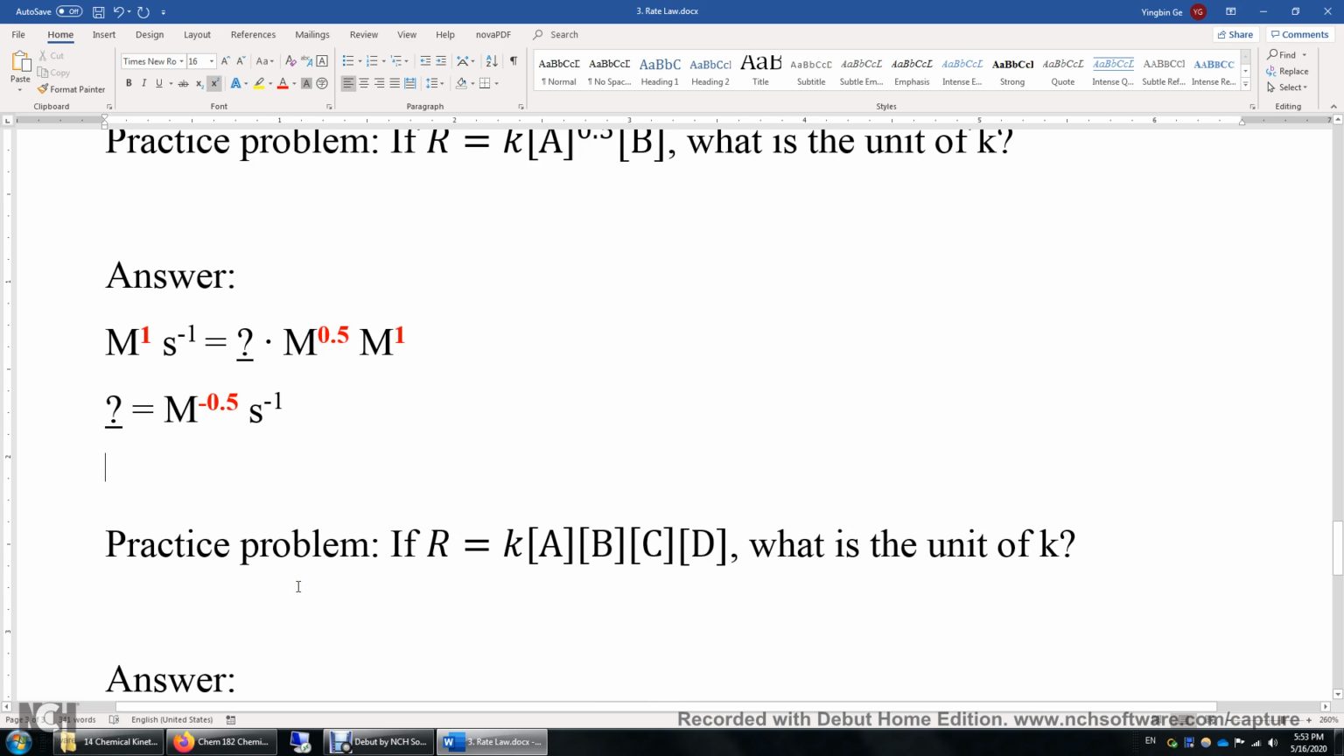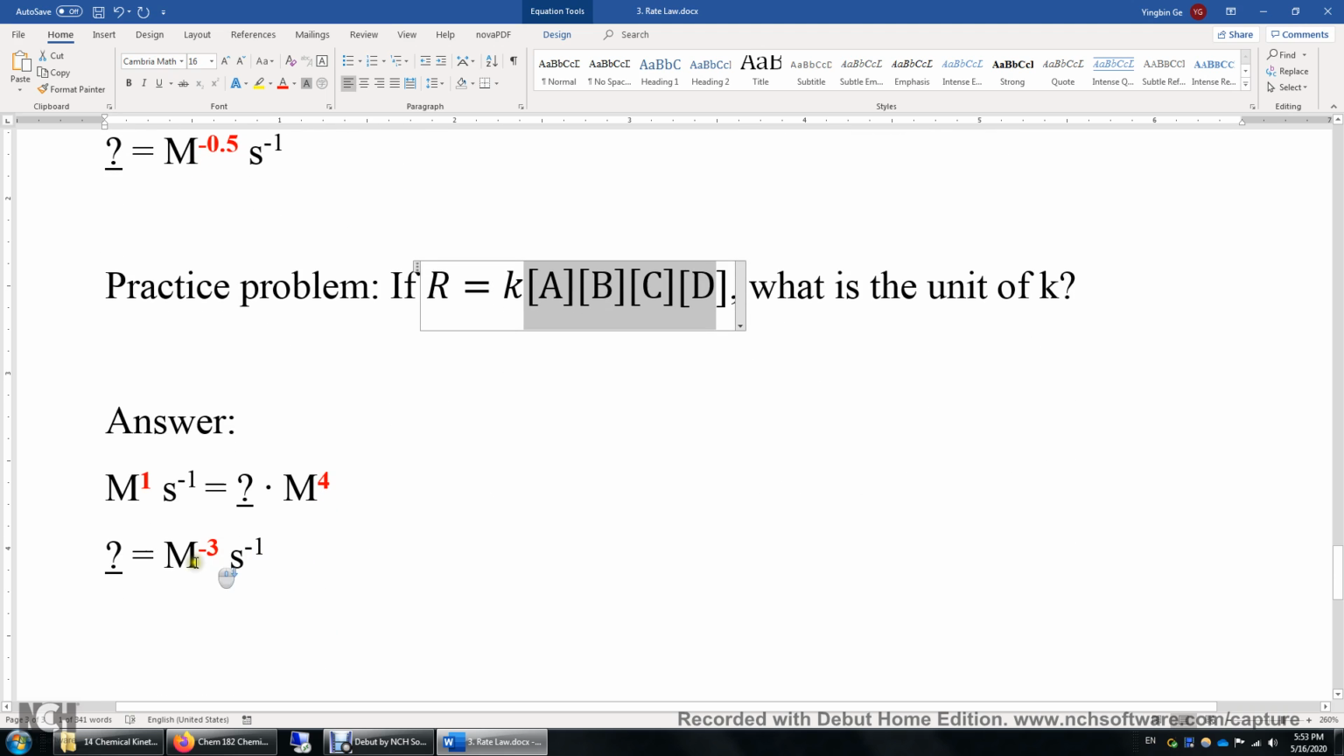Another practice problem. What if R is equal to K times A times B times C times D? What's the unit of K? Well, this is simple. Again, on the left-hand side, the unit is molar per second. Therefore, the right-hand side must also be in molar per second. Therefore, K times molar to the power of 4 is molar per second. And then the unit of K, denoted by this question mark, is molar to the power of negative 3 per second.